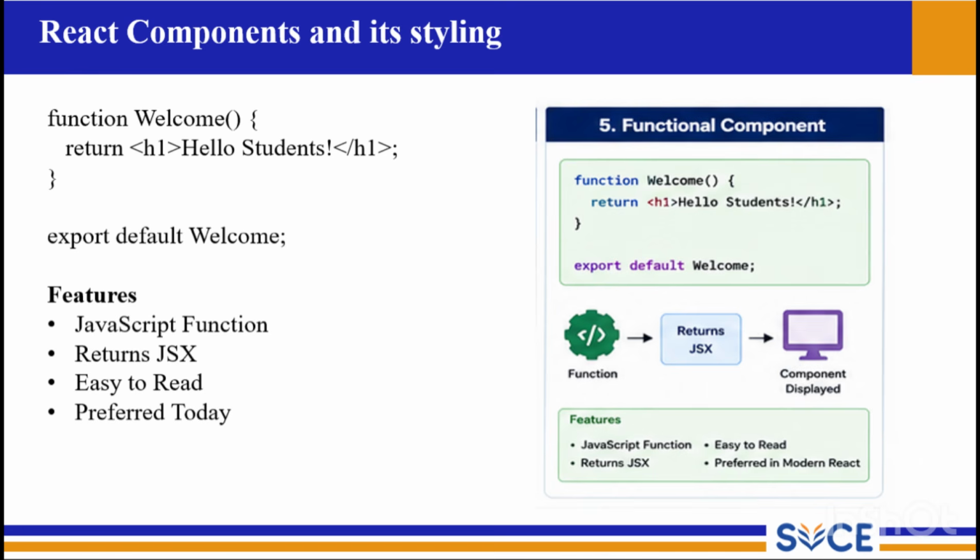For example, imagine that we create a function called welcome. Inside this function, we return a heading displaying the message welcome to React. When React calls this function, it converts the returned JSX into HTML elements and displays the heading on the web page. One of the biggest advantages of the functional component is its simplicity. They require very little code compared to old React components. The developer can create a complete user interface by writing just a few lines of code.